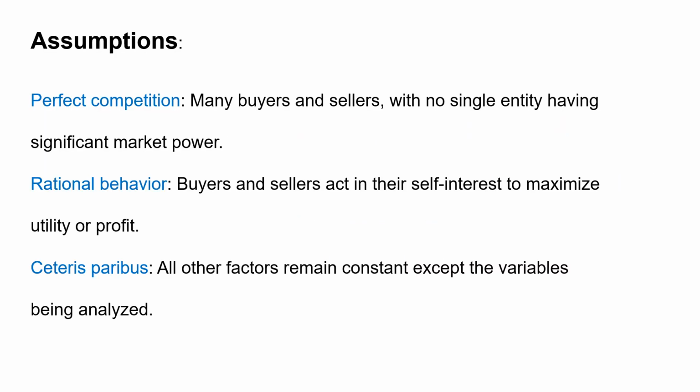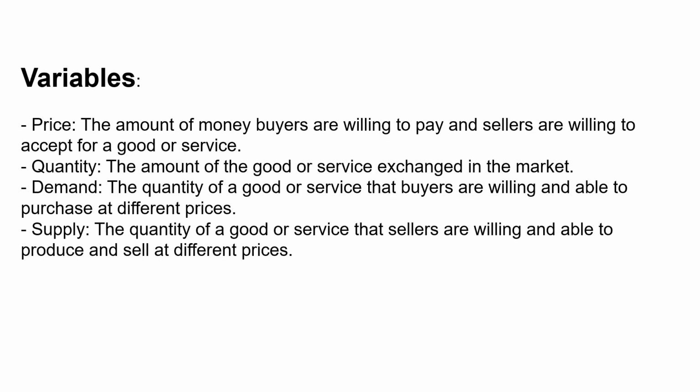Assumptions: perfect competition, many buyers and sellers with no single entity having significant market power. Rational behavior, buyers and sellers act in their self-interest to maximize utility or profit. Ceteris paribus, all of the factors remain constant except the variables being analyzed. Variables: price, quantity, demand, and supply.